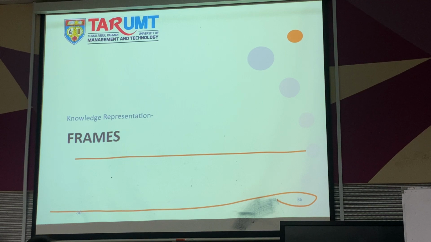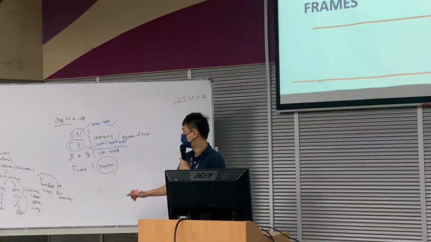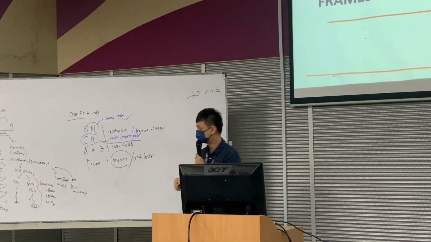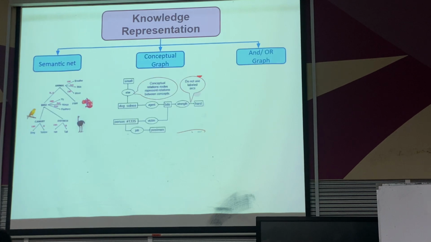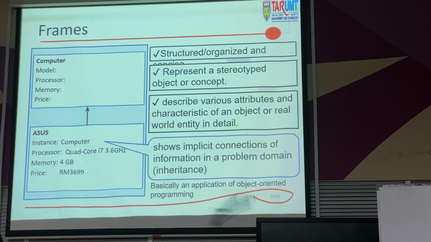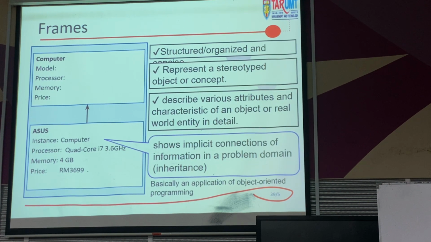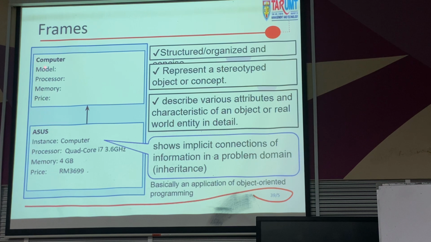So the purpose of the frames is mainly used to represent the properties or attributes of one concept, of one object. Okay, so this is the example of how the frame works. So remember, to build the frames, there are 3 important elements you have to include. The first one is the class name. Here is a computer, so this is the name of this class, so you have to indicate here.